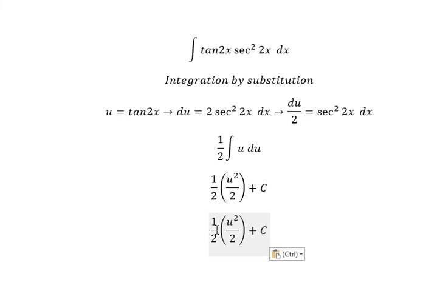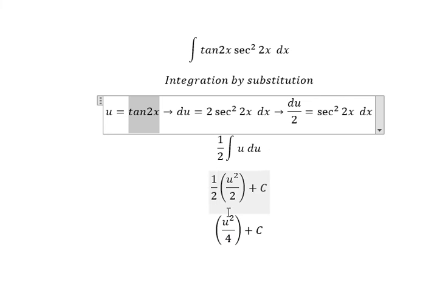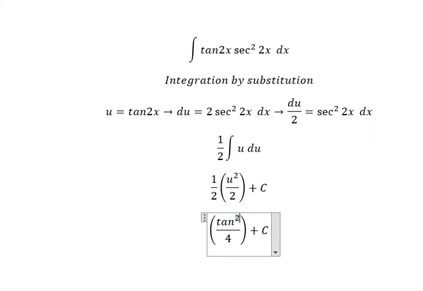Number 2, you got 4. And u is tan 2x. And this is the final answer.